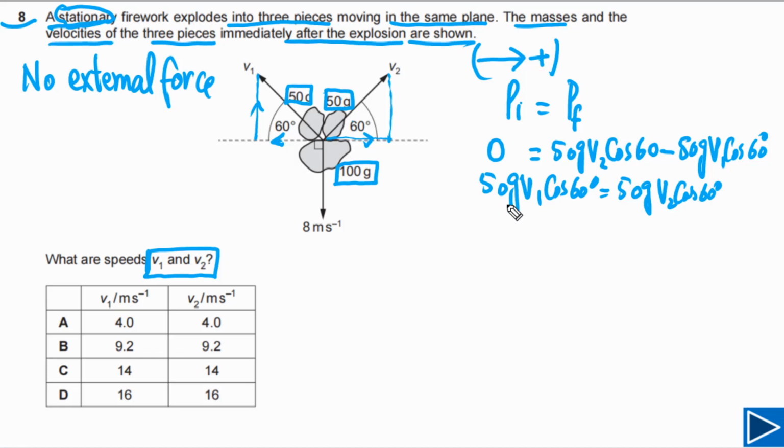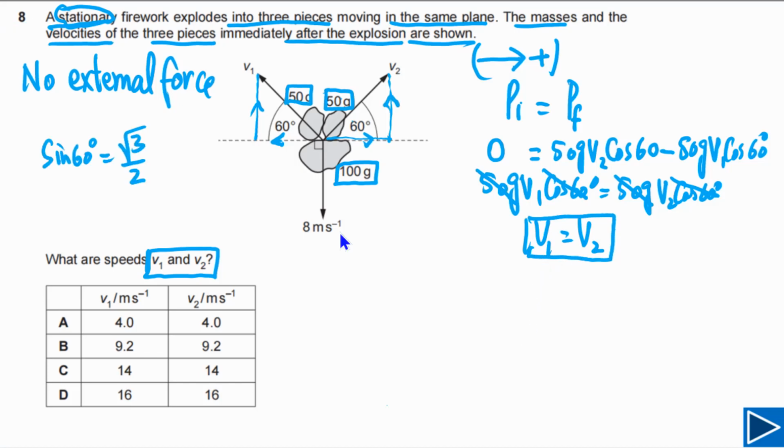We are just using mass in grams because it will be cancelled. So now you can see 50 gram we can cancel with 50 gram, and cosine 60 we can cancel with cosine 60. From here we find V1 is equal to V2. So this is one point we need to understand: V1 is equal to V2.